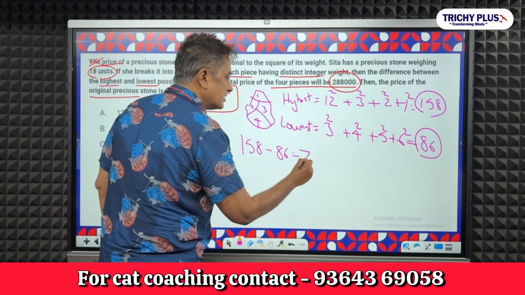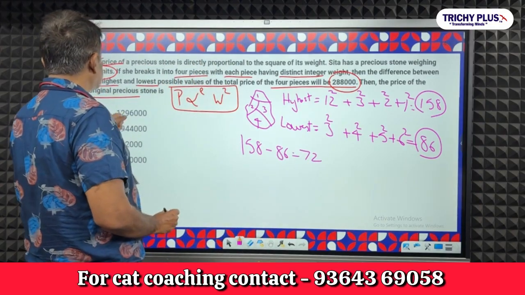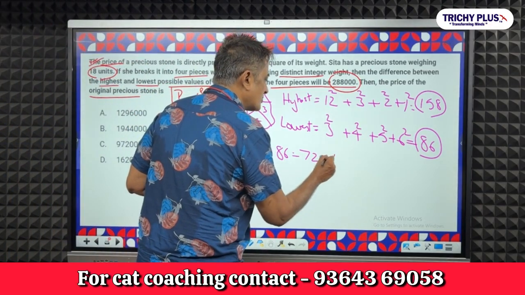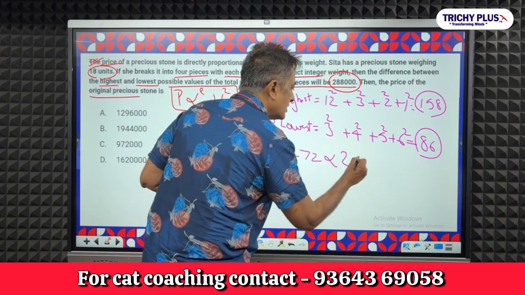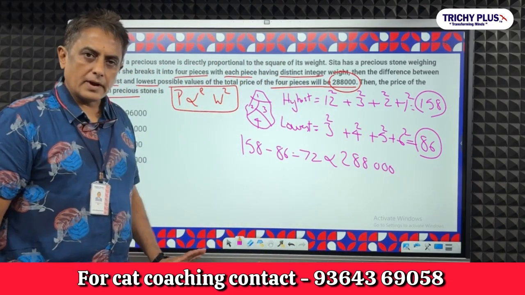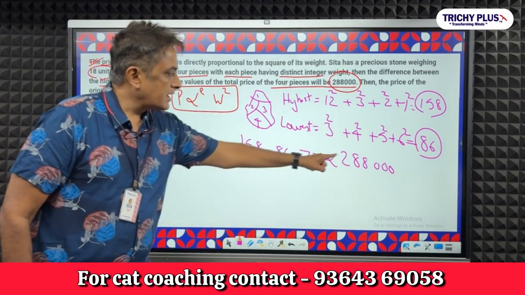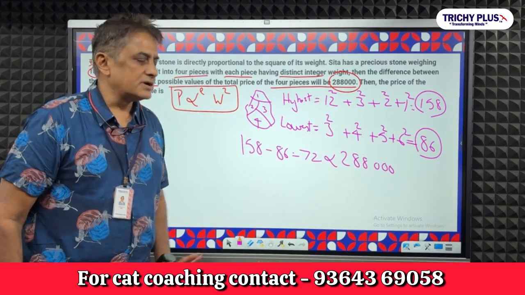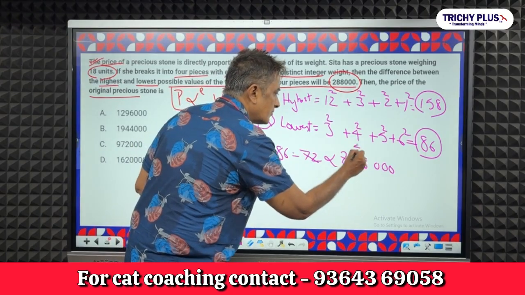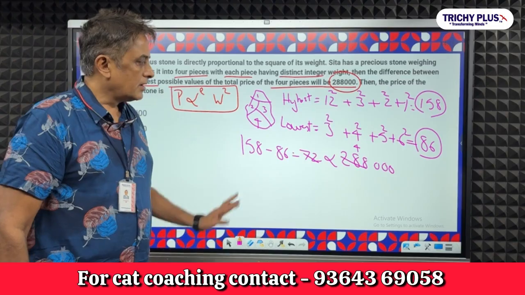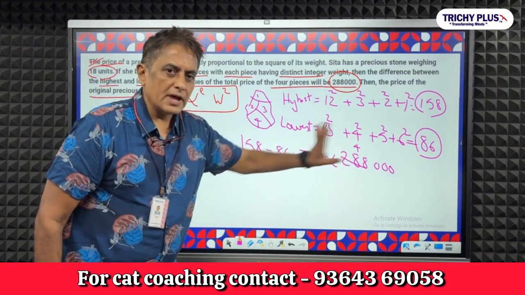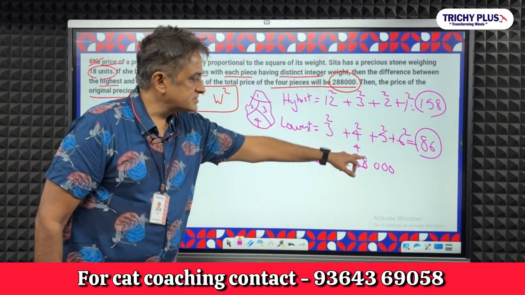So what difference do we get? This 72 is directly proportional to the price. So this 72 has got a proportionality to what price? 2,88,000. Right? So if 72 is proportional to 2,88,000, don't do much calculation. How many times does 72 go into 2,88,000? 4 times, right? Okay, 1 unit is 4 times. Just understand the 72 unit difference is 2,88,000. That means 1 unit difference is 4,000.